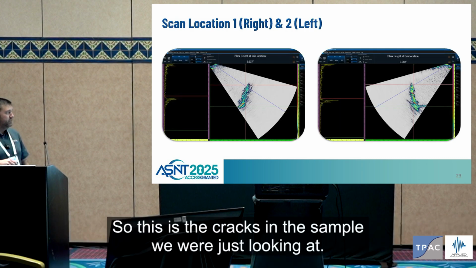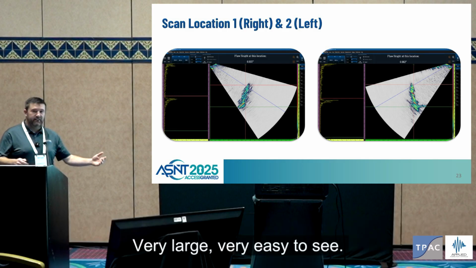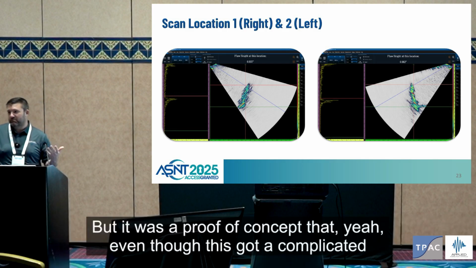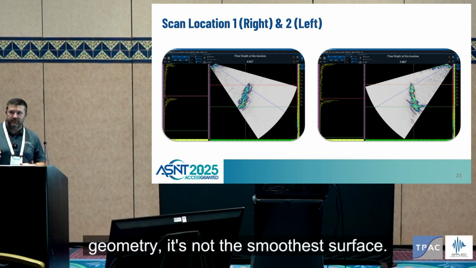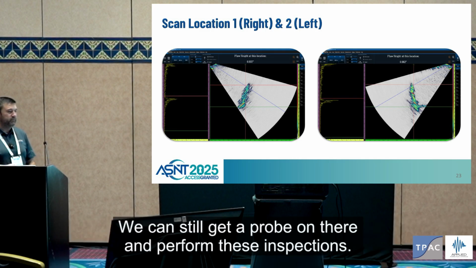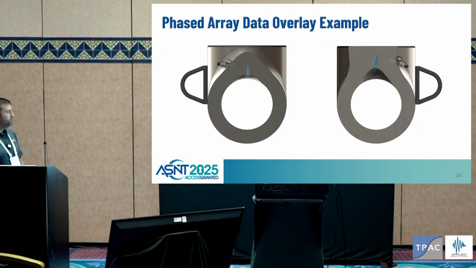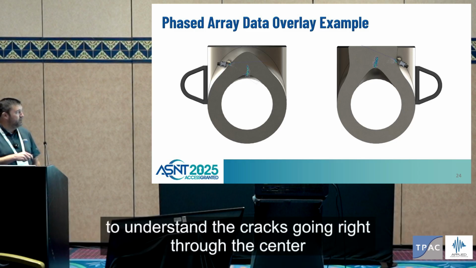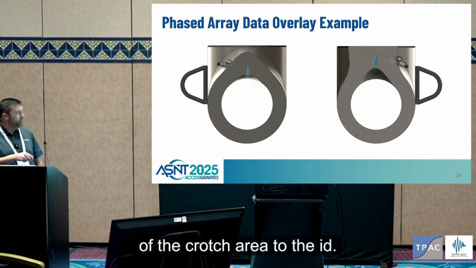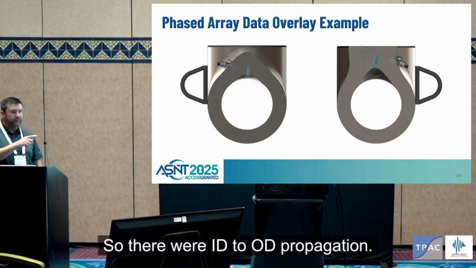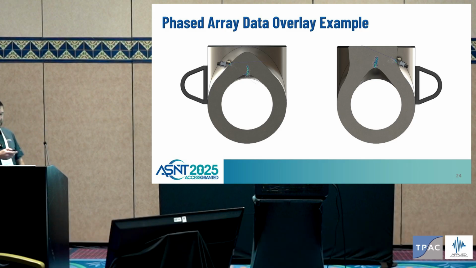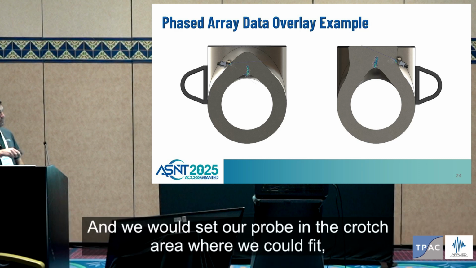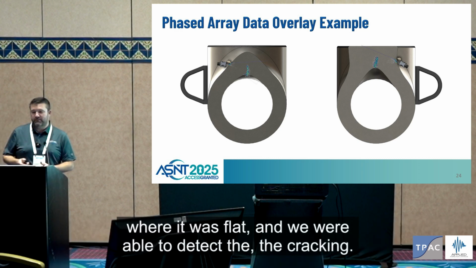So these are the cracks in the sample we were just looking at. Very large, very easy to see, but it was a proof of concept that, even though it has a complicated geometry, it's not the smoothest surface, we can still get a probe on there and perform these inspections. So just an overview of what we were looking at, a little easier to understand: the cracks going right through the center of the crotch area to the ID. So there was ID to OD propagation. And we would set our probe in the crotch area where we could fit, where it was flat, and we were able to detect the cracking.